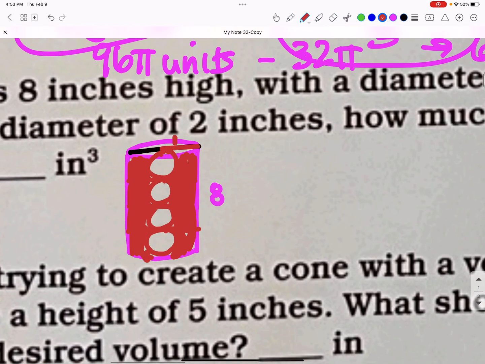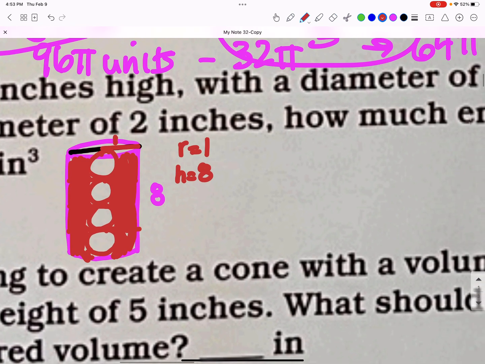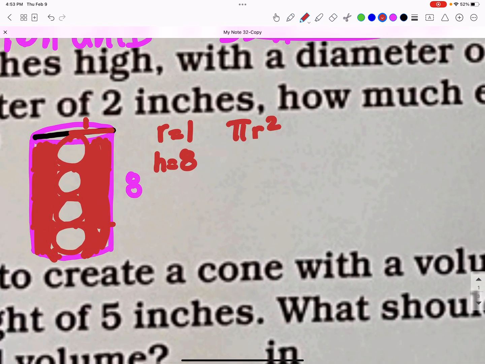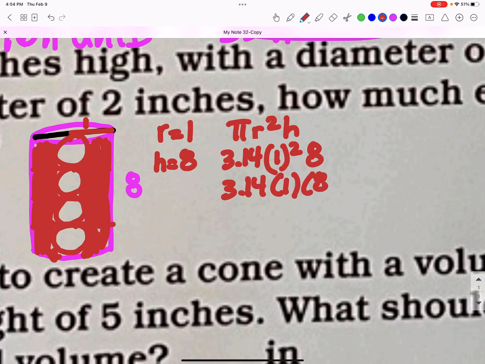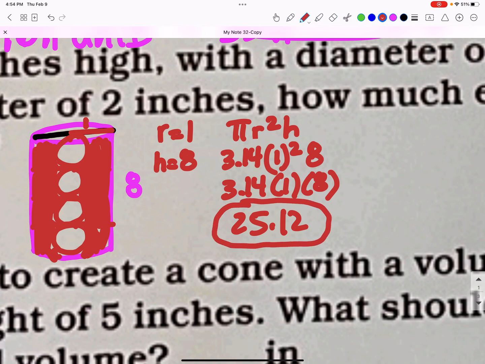The cylinder has a radius of 1 and a height of 8. So pi r squared times height: 3.14 times 1 to the second power, because the radius is 1, times 8. 1 times 1 is just 1, so this is 3.14 times 1 times 8, which is 25.12. That's how much space is in the whole canister, the big shape.